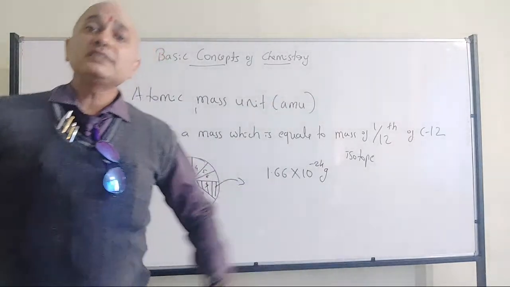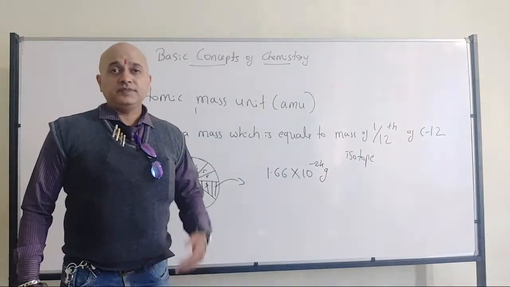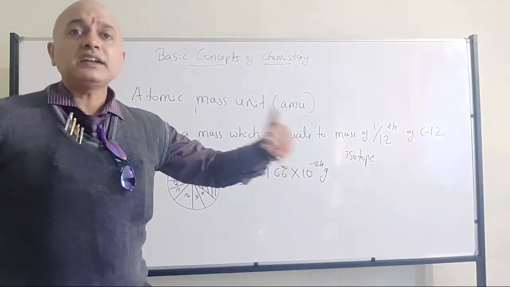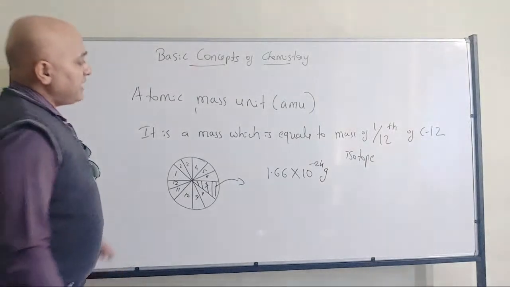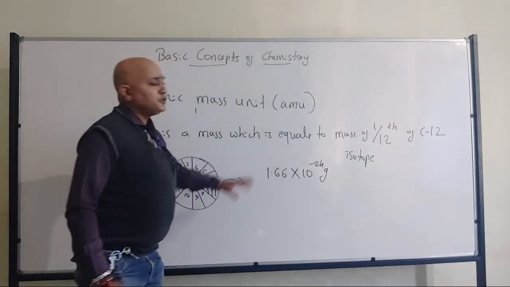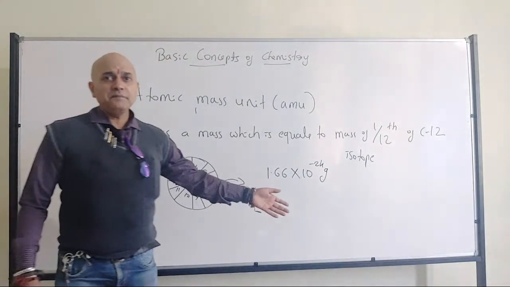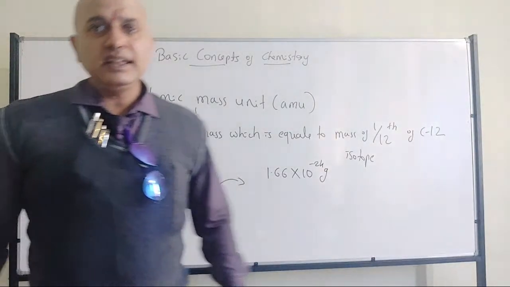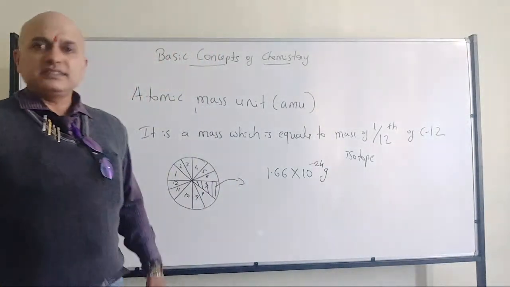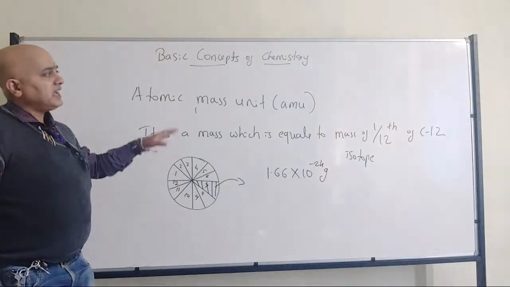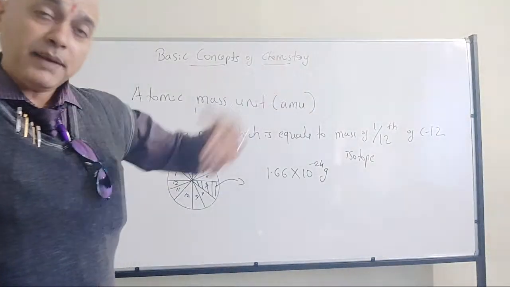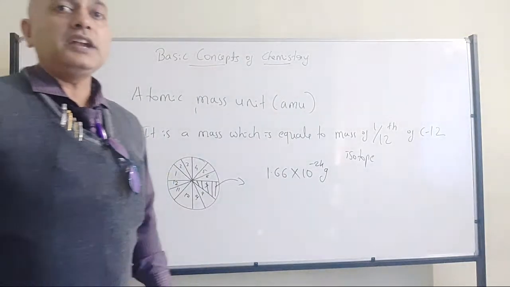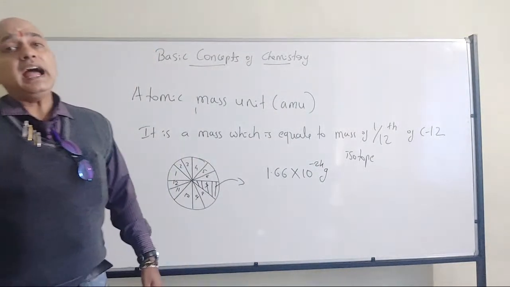Otherwise, earlier they used to take oxygen as the standard. Now they are coming to carbon 12. Okay, so that's where we have the atomic mass unit. In the 1960s, somewhere they accepted carbon 12, we consider it as a standard, and to compare to that one, they used to calculate the mass of other atoms.